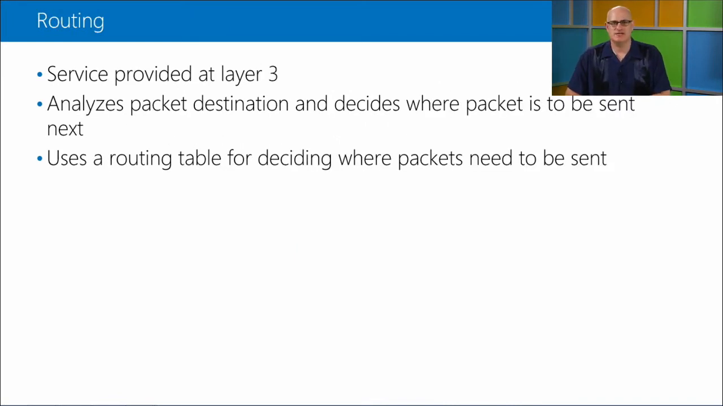Routing connects different network segments. It's provided at layer 3, analyzes destination and source packets, and then decides how to get the packet from its origin to its destination. It uses a routing table to decide this. So think of it like a map. You have a map to get from point A to point B. The routing system is the one that looks at the map and says, okay, how am I going to get from point A to point B using whatever method the router is set up to use.